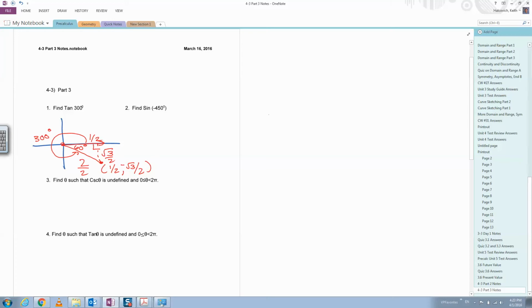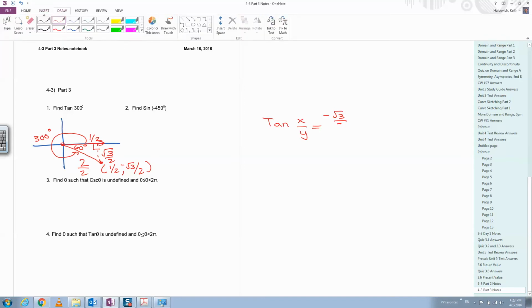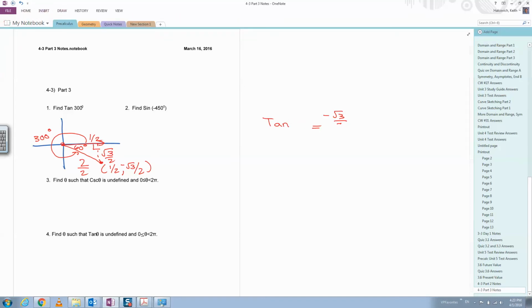So remember, tangent is x over y, so it's going to be negative rad 3, or sorry, tangent is y over x. So it's going to be negative rad 3 over 2 over 1/2. When you multiply, remember you flip it, so it's going to be negative rad 3. So the tangent of 300 degrees is negative rad 3.